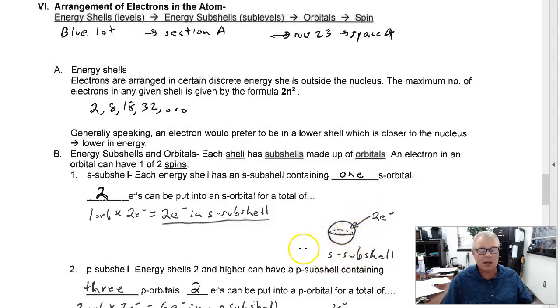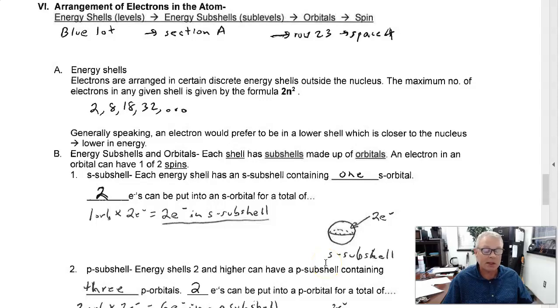So imagine a Nerf ball, I guess, sort of. That's what an s orbital looks like. Well, each s subshell contains one s orbital, so therefore, there you go. That's the entire s subshell, because it's made up of that one s orbital.